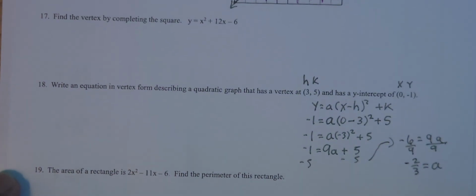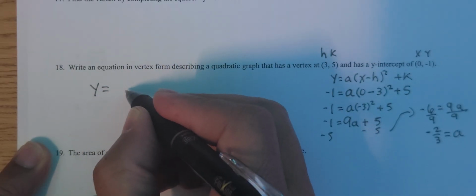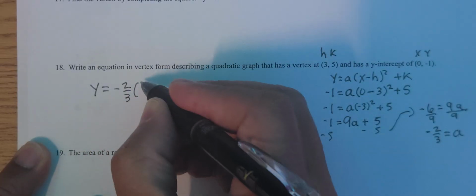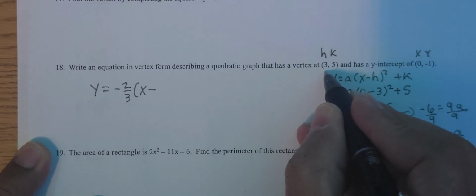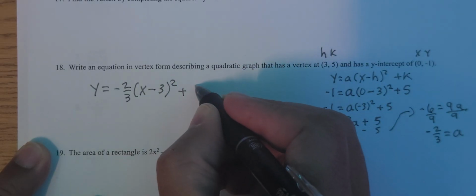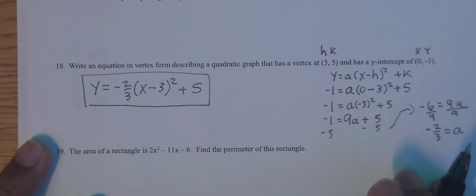Okay, so now I'm ready to write the equation. So the equation in vertex form is y equals, a is negative 2 over 3 times x minus h. Again, h is given as a 3. Take the square and then add the k value, which is 5. So this is review from previous lessons.